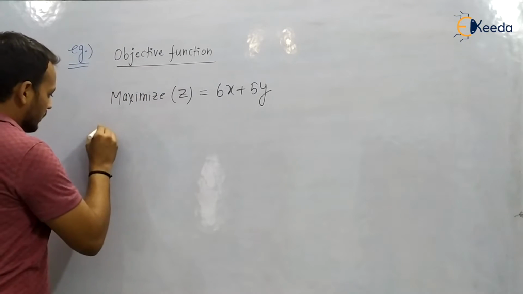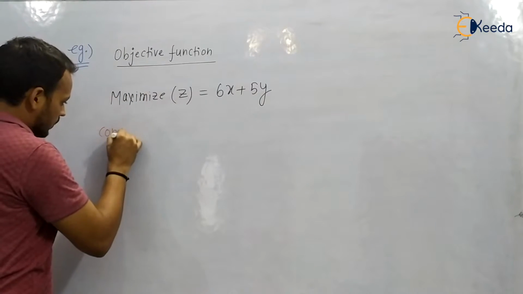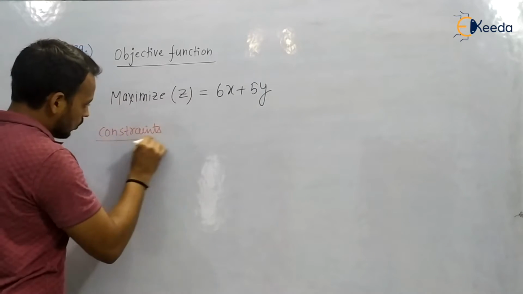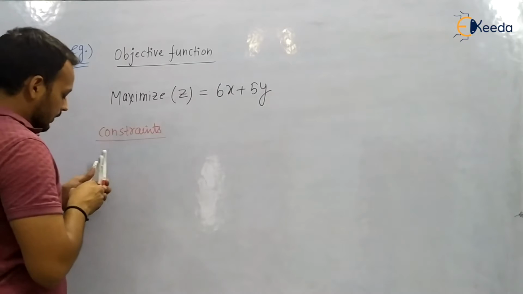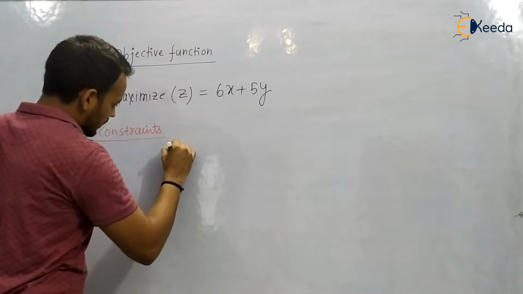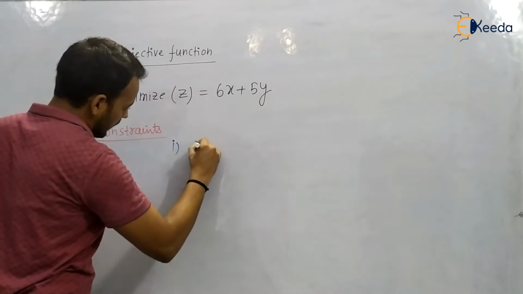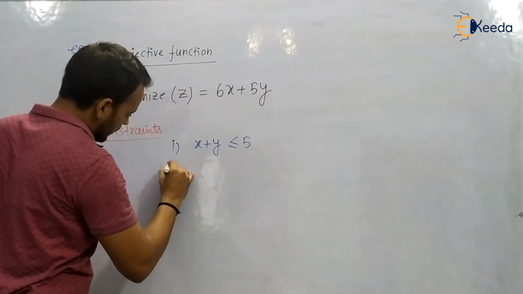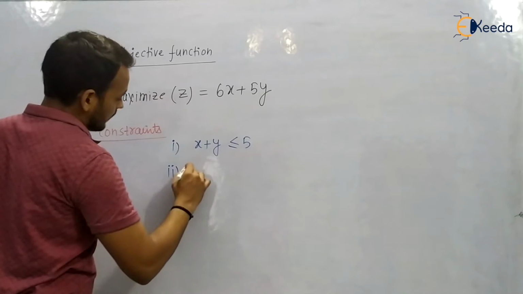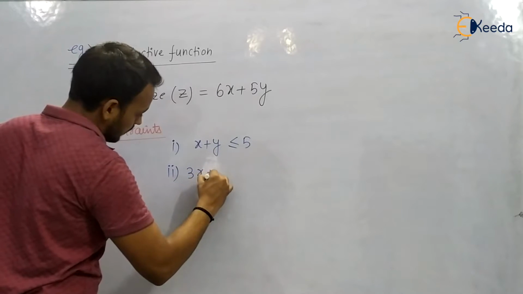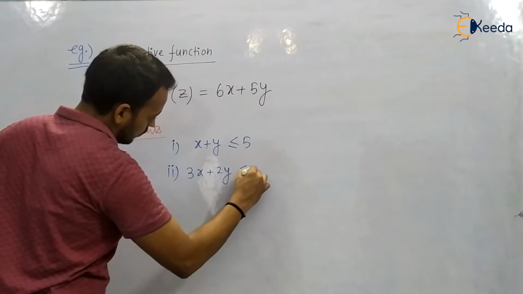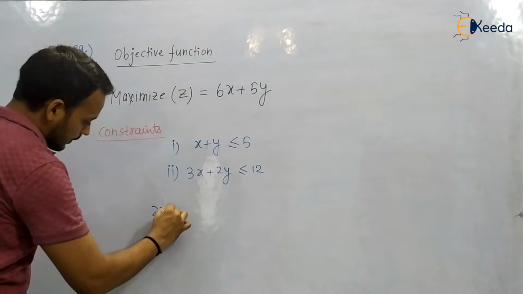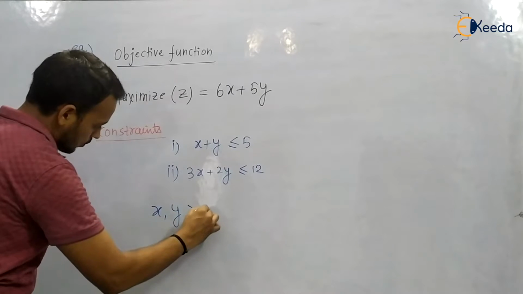And the next one is constraints. Basically, two constraints are given. Suppose the first one is x plus y is less than or equal to 5, and the second constraint is 3x plus 2y is less than or equal to 12. And one relation is simply given: x and y are greater than or equal to 0.